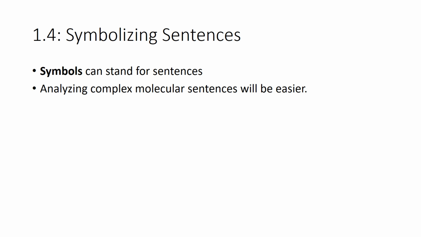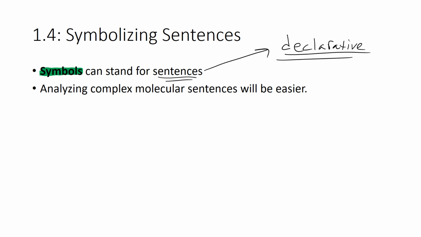So symbols can stand for sentences. However, remember one thing, that these sentences must be declarative. Otherwise, we can't symbolize them. That is, a sentence has to be in principle either true or false exclusively.